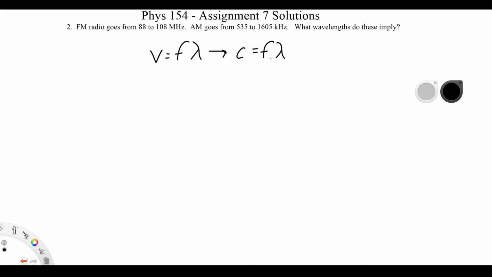And we can rearrange this by dividing both sides by f to give us the equation as it relates specifically to the wavelength we care about. So wavelength is equal to the speed of light divided by the wave's frequency. So here we can start with FM. So FM goes from 88 megahertz all the way to 108 megahertz.